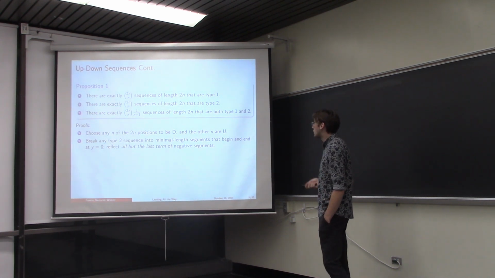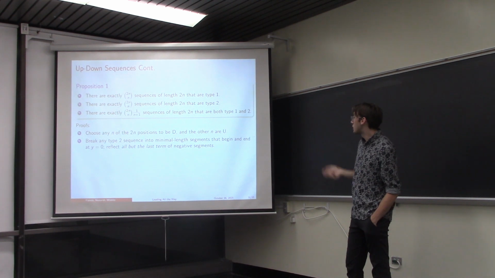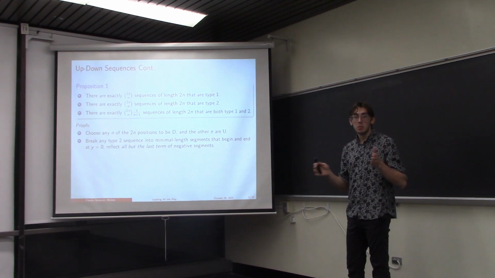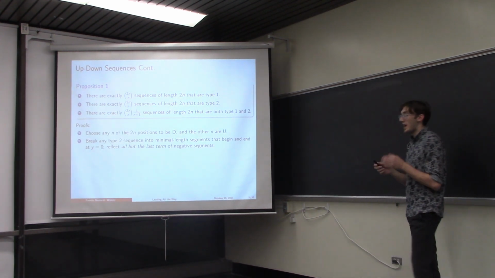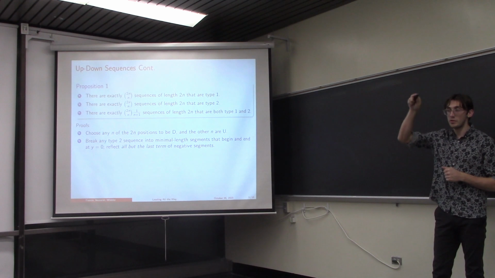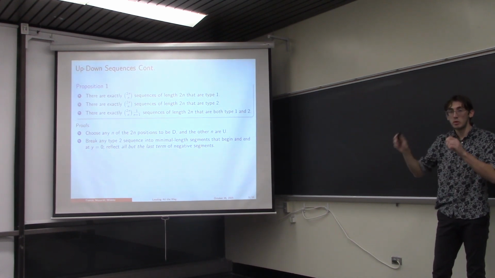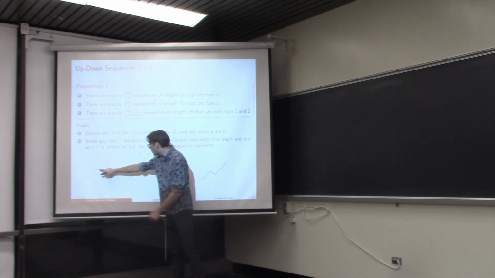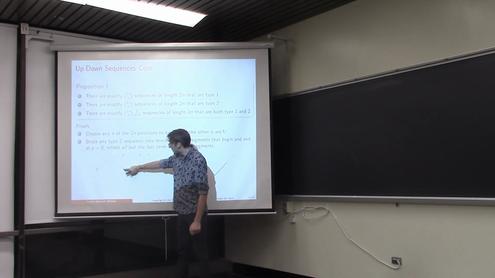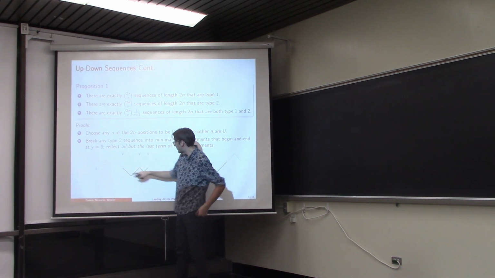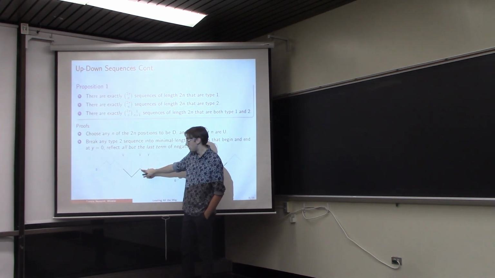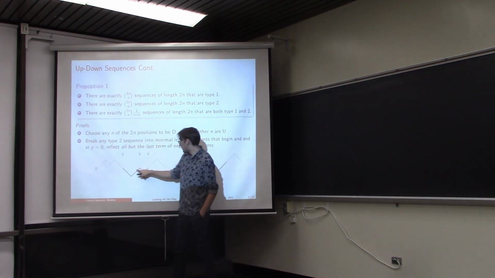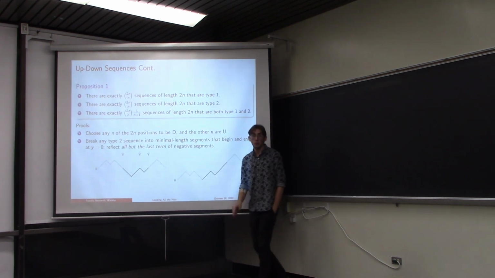So we're going to start with a type 2 and turn it into type 1. For a type 2 sequence, we're going to break it into minimal length sequences that start and end at y equals 0. So anytime the sequence crosses the x-axis or even touches it, we break it at that point. So here's an example. The first time this sequence touches the x-axis is here. There's a little arrow notated. It touches again here, and touches again there. So this is one chunk, this is another, and this is another.